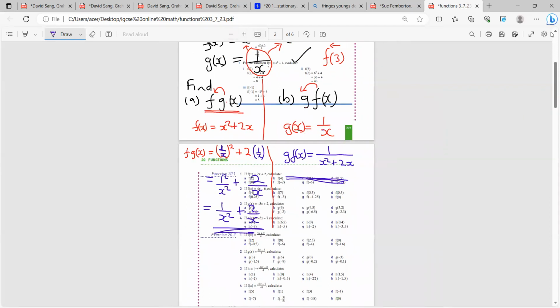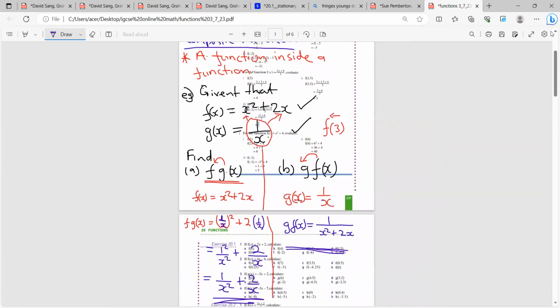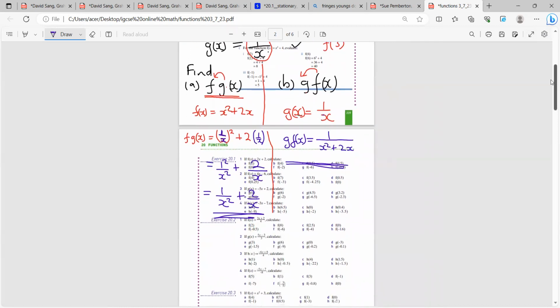So this is what we call composite functions. It's similar to case 1, but here you won't be given single values. You'll be given other functions. Yes, sir. For your substitution. All right, so that's it.